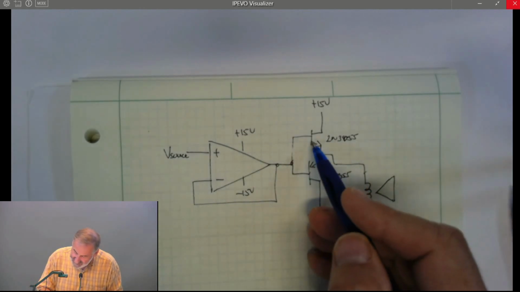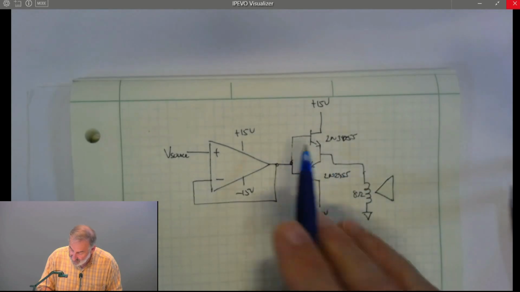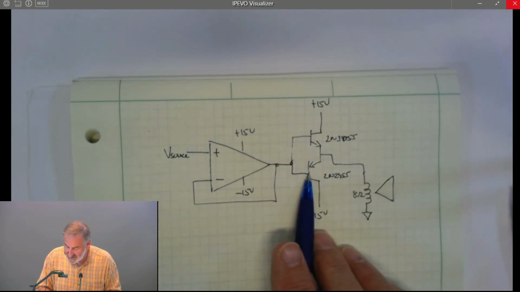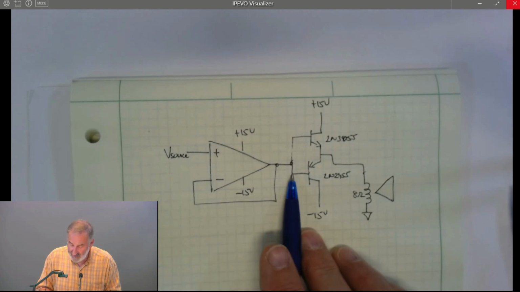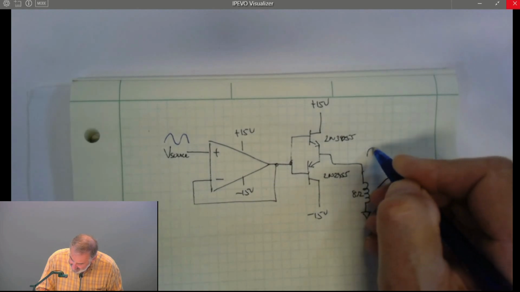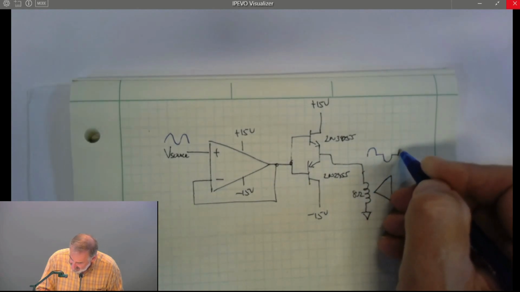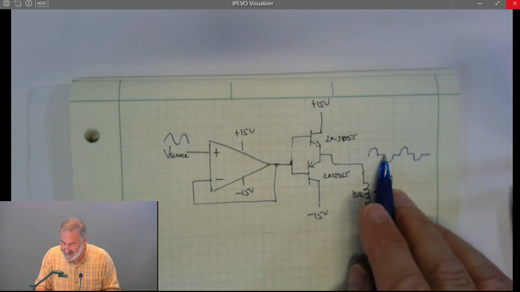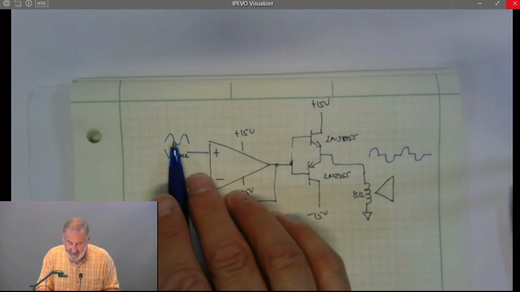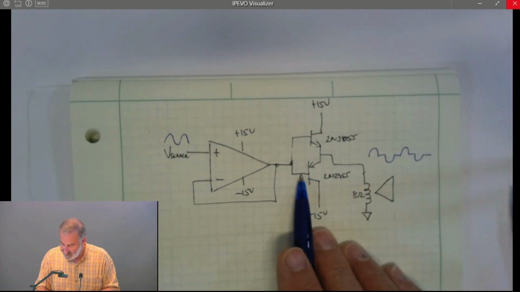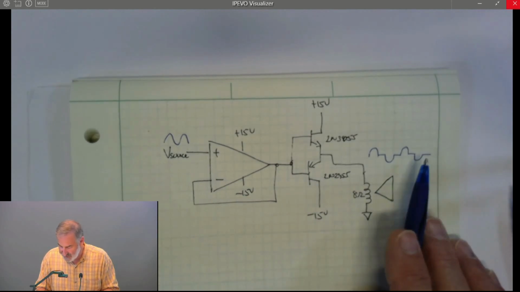We get lots of nice loud sound. The only problem is this transistor is only on when this input is above 0.6 volts, and this transistor is only on when this input is below minus 0.6 volts. So if we put in a sine wave, what we're going to get out is a distorted signal. There's going to be a period where the output is 0 when this input is less than plus 0.6 but greater than minus 0.6, because that's not enough to turn on this transistor or this transistor. And I can tell you that this sounds pretty horrible.